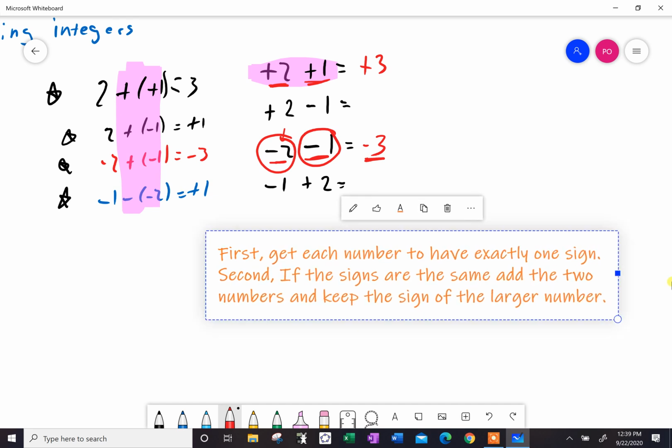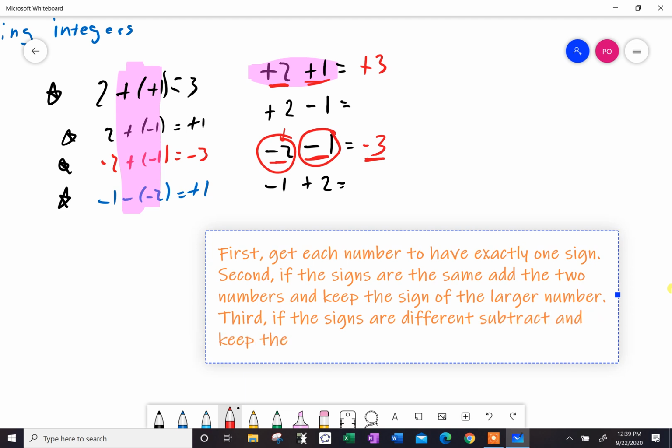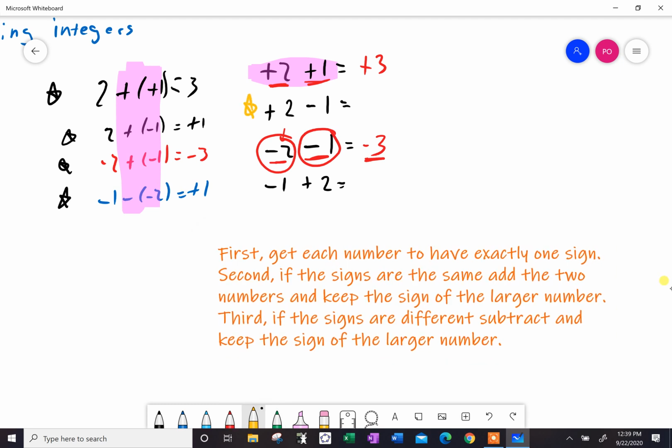All right? So now, third. It's not really third, because it's really second part 2. But I'm going to write it there as third. If the signs are different, subtract and keep the sign of the larger number. And here you can see the 2 and the 1 have different signs, so I'm going to say 2 minus 1 is 1, but the 2 is larger, so I keep that sign. And think of it like this. I had $2, I lost $1, that means I still have $1. Here I lost $1, but I found $2, which means I'm still up $1.